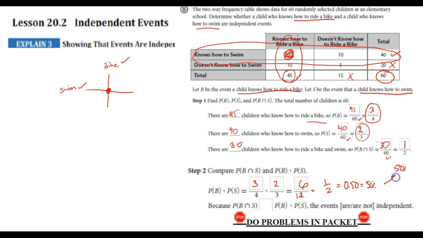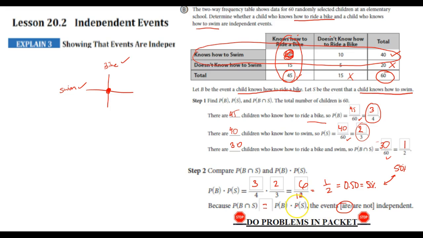So comparing these two, what we got when they both know how to ride a bike and swim is 50%. If we multiply these out, it's also 50%. Are these equal or not equal? Equal, right? So that means that these two events are, in fact, independent events.